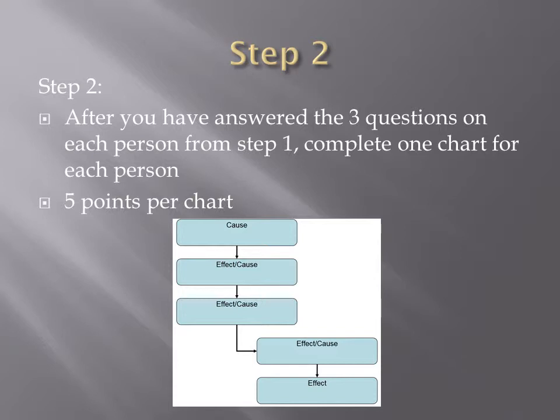What was the initial cause? So what did the person do? And then what was the effect of their action? And then what was the effect of that? And what else did it cause? And then ultimately, you're going to get the bottom line effect of the person. So this seems really confusing right now.